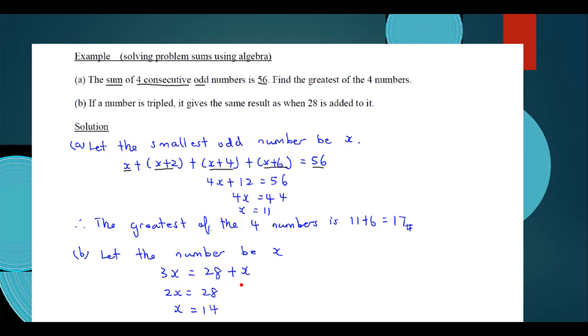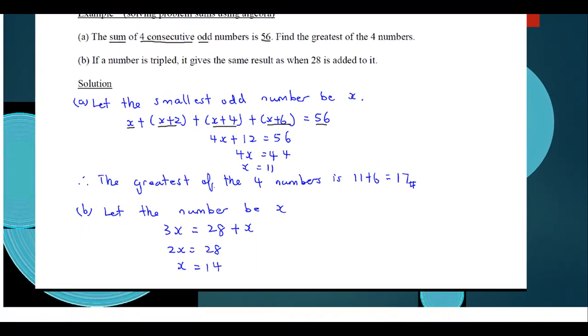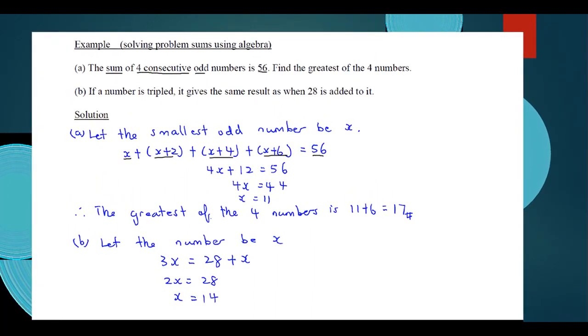Now to solve this equation, notice that there are x terms on both sides, so that's not allowed. I must get rid of one of them. So I minus x on both sides. So if I minus x, I get rid of this. I'm left with 28. 3x minus x, I'm left with 2x. Now, how do I solve for x? That's right, I divide by 2 on both sides. So if I divide by 2, I can cancel the 2. Divide by 2, I get 14. So the value of x is 14. Now I must answer the question. Therefore, the given number is 14.